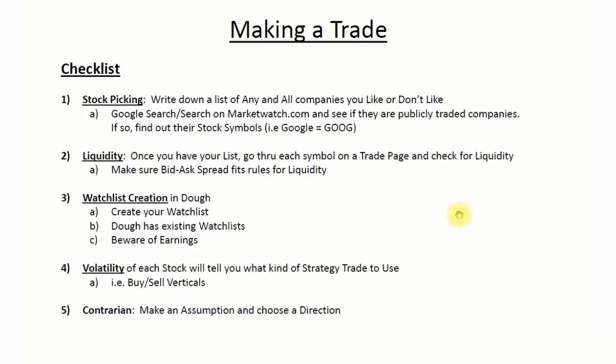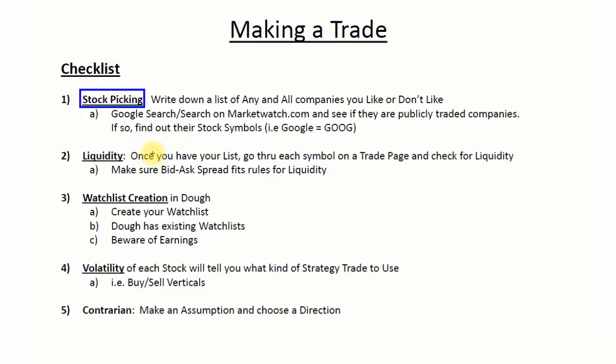So here's our checklist again, so we can just do a quick recap of what we've learned today. And obviously, if you haven't already, print this, cut it out, put it on your wall, because this is how we're going to go about making a trade. Again, we start with what? We got to pick some stocks. So how do we do that? We just write a big list and look up the symbols and make sure they're publicly traded companies.